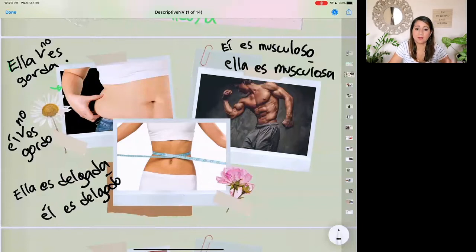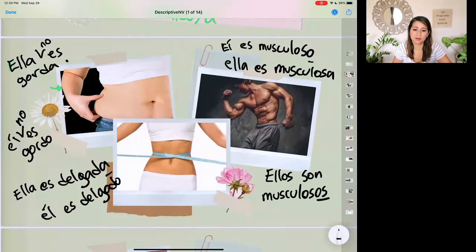And if we're talking about a male and a female, ellos son musculosos. Here we use the masculine ending because it's a mixed group. Usually when it's a male and a female, we'll go with the masculine. I'm using ellos because I'm talking about they, he and she. And then son is the verb to be in the form of ellos, right? I could not say ellos es because I'm not saying they is, I'm saying they are. Okay, bien.